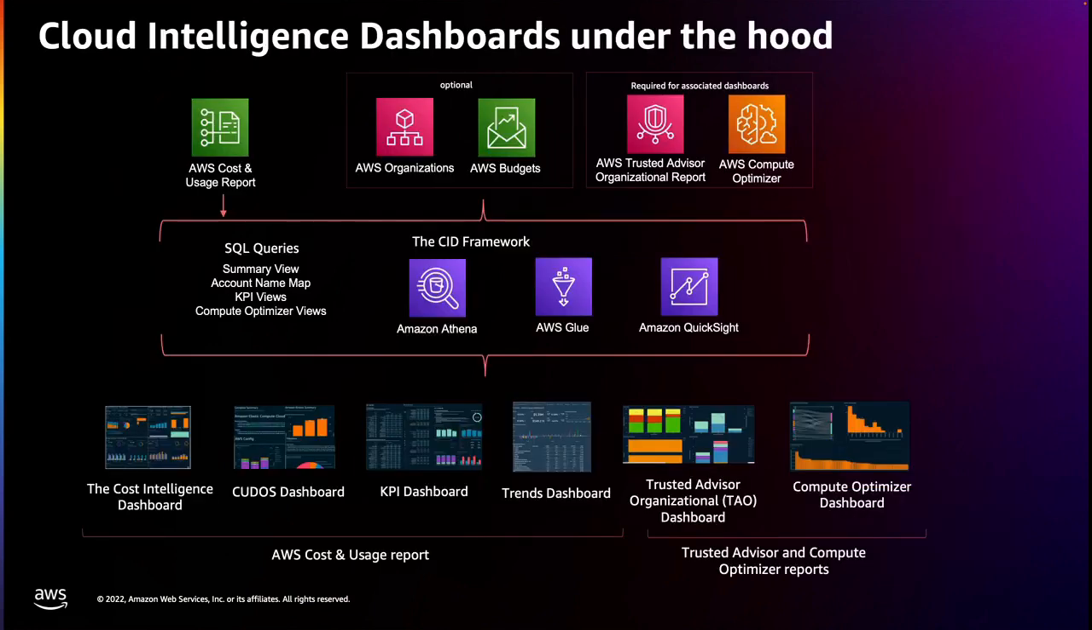Under the hood, it's all built by using resources from our AWS services, such as Cost and Usage Report, Trusted Advisor and Compute Optimizer, which we mentioned. Optionally, you can even extend this to use AWS Budgets and AWS Organizations. And then we use Amazon Athena, AWS Glue, and Amazon QuickSight. This is the serverless data analytics framework in AWS, which we provide for our customers to visualize this data and apply some business logic. And once you deploy the dashboards, you have them ready to use.